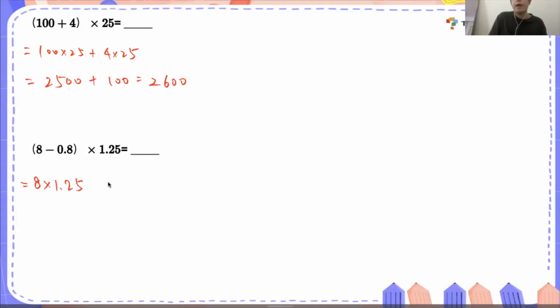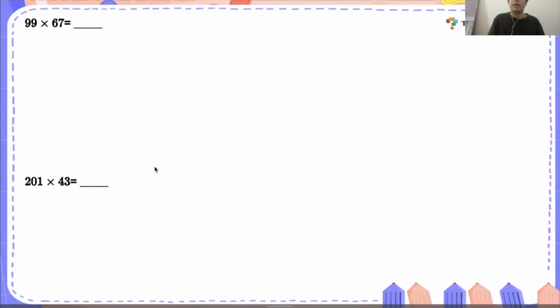Okay, and we should have another one, 0.8 times 125, and we should pay attention. That is subtraction inside the bracket. We should keep this operation. Okay, so what is the first part? That is 10, right? And what is the second part? That is 1. And we should have 9. So did that make sense? Okay, we just move to the next question.